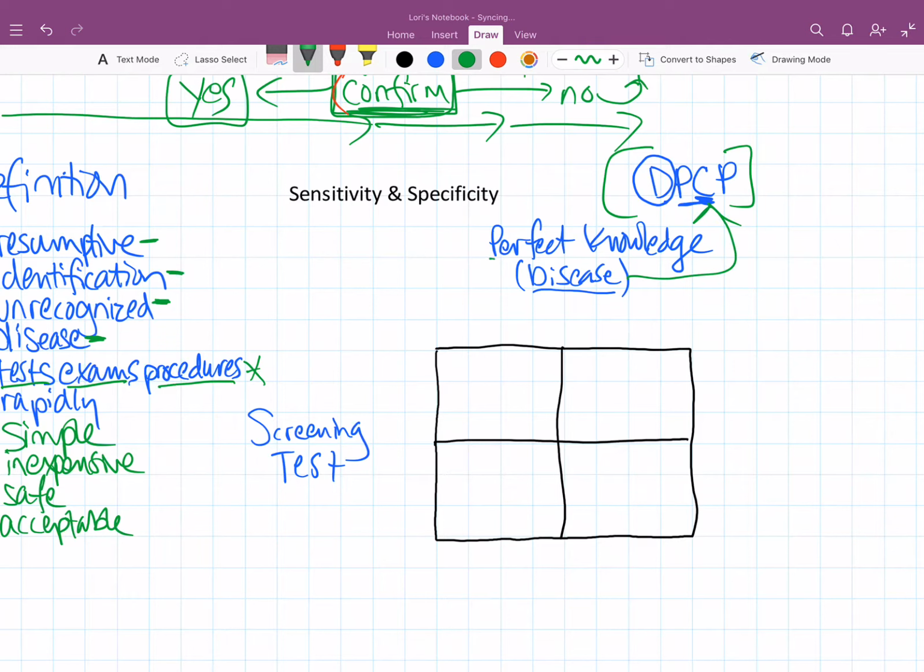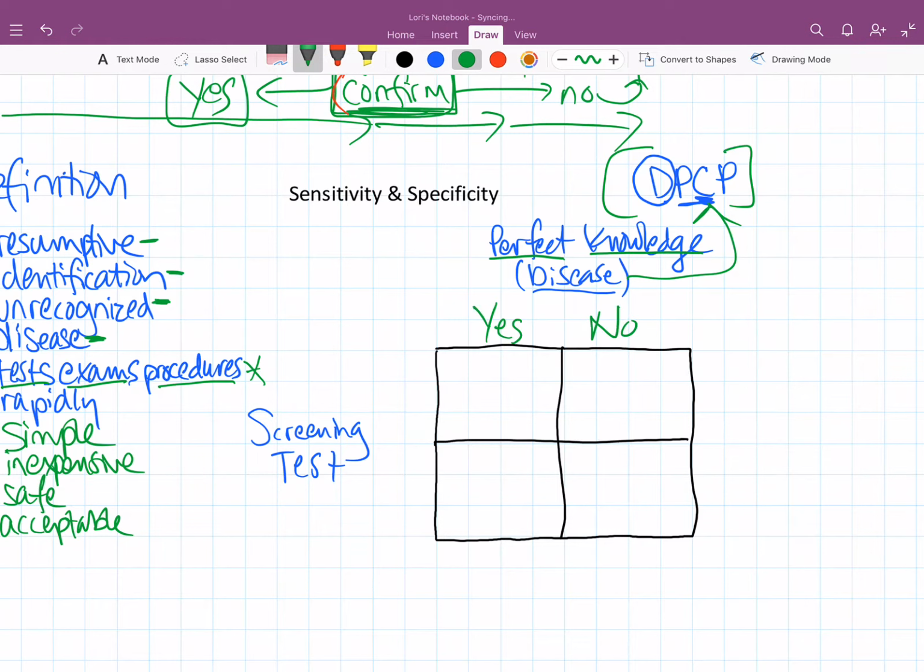And what I mean by perfect knowledge is that if we were to know for sure if that person has the disease or not, in future videos I'll show you why sometimes that's difficult. But for now, just say, okay, if we had the perfect test that always was right, then what would we know about that particular disease for that specific person? So here's whether the person has the disease, yes or no.